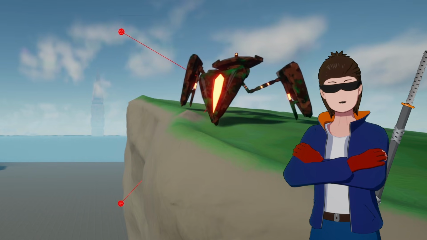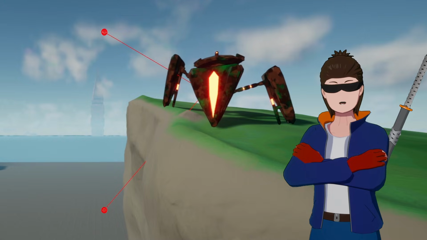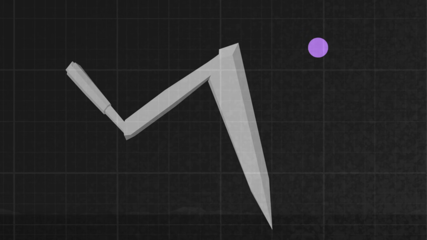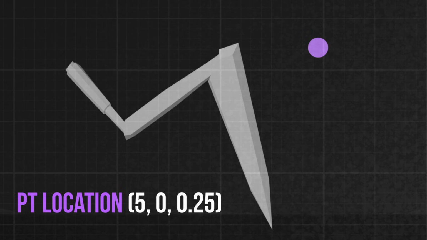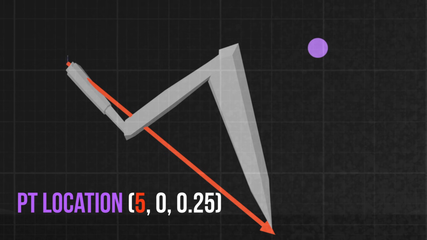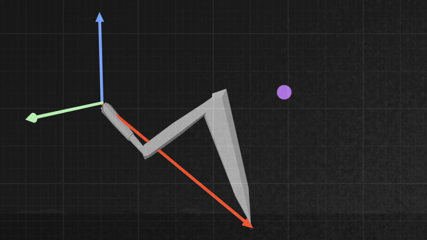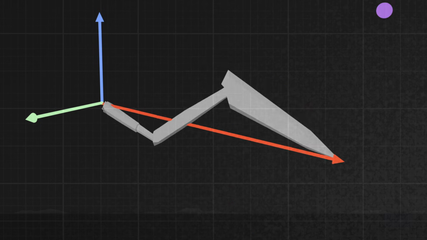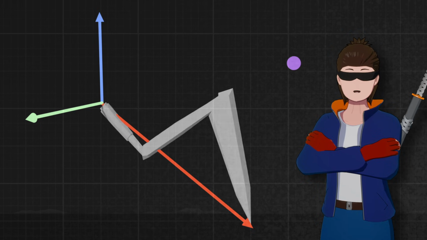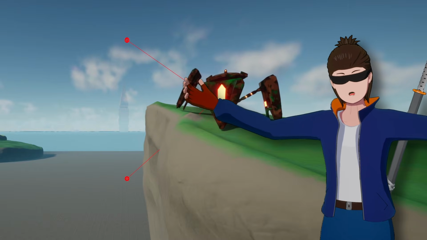What I also ended up doing was placing these pole targets automatically. Basically, this vector defines the location of the pole target in limb's relative space. X corresponds to the axis going from the origin to the end effector, Z to the up vector, and Y to the cross product of the two previous ones. This gives us a pole target configuration that just works.